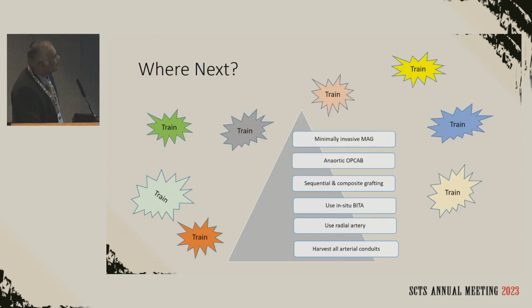Here it is. This is it. We have to train. If we don't train the future surgeons, we'll never be able to increase the uptake of arterial grafts. And this has all to be done in a systematic manner. We've got to teach the future surgeons how to harvest all the arterial conduits. That's the first step. Half of them have never harvested a radial. If you've not taught them how to harvest a radial, they'll never use it.